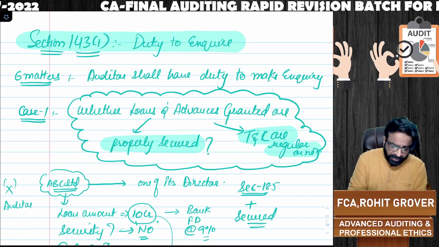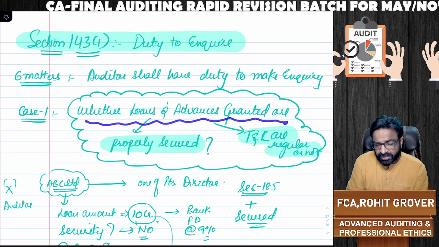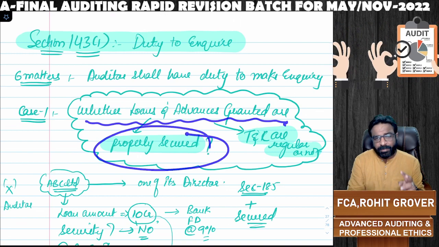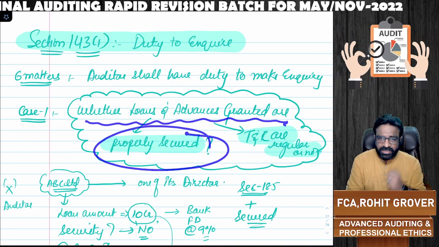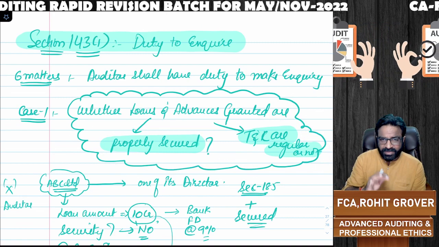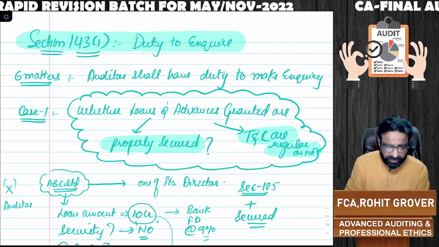So remember one thing, whenever your client company grants any loans and advances, the duty to inquire on the auditor is to check whether it is properly secured or not, whether proper enough security has been given or not, and the terms and conditions of the loan must be on a regular basis. These should not be against the interest of the company.